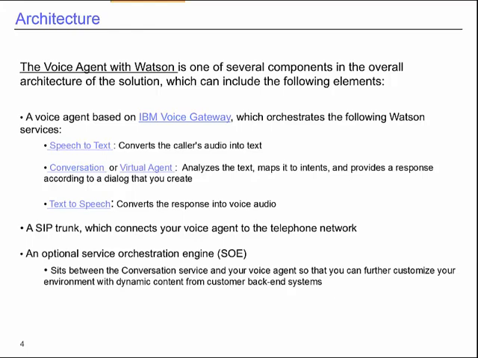An optional component in the solution is a service orchestration engine, or SOE. And this is a component that sits between the conversation service and the agent that allows it to go out and make an API call to back-end systems to bring in specialized content from perhaps back-end databases and systems for looking up information about the customer, policy information, and the sorts.